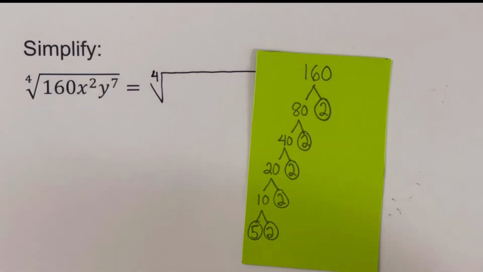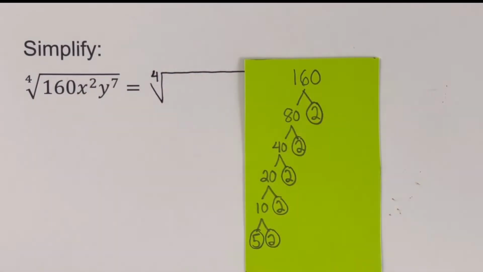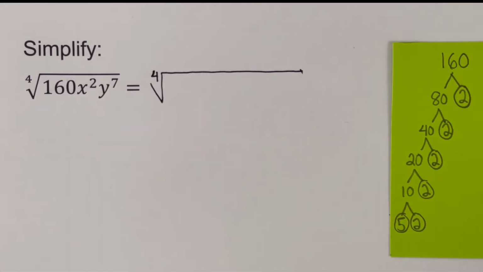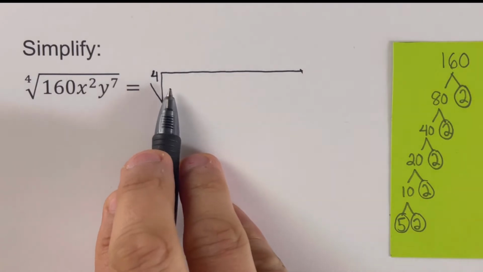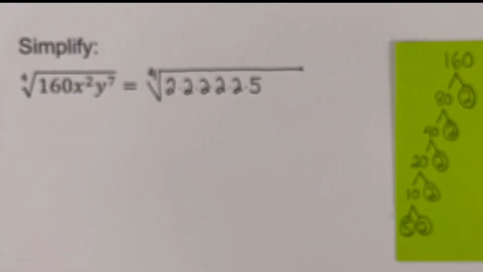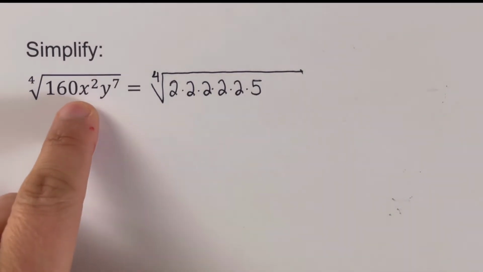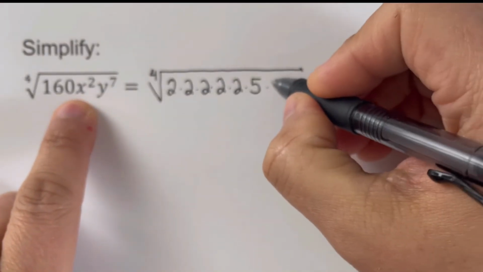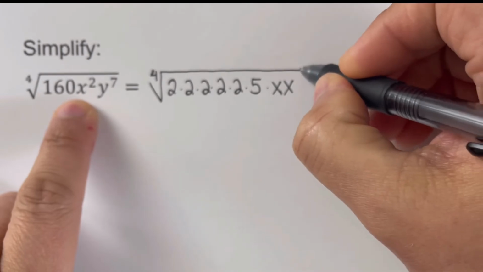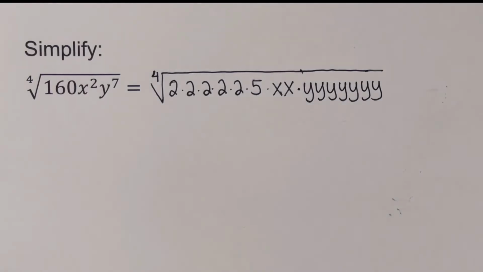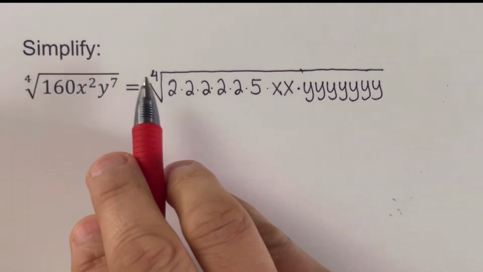Okay, so these are the prime factors of 160. I go ahead and write these prime factors as a radicand right here. I also have to expand this 2x's, so that would be 1 and 2, and then I'm going to expand this 7y's as well. Okay, our next task is to group them together based on their index here.